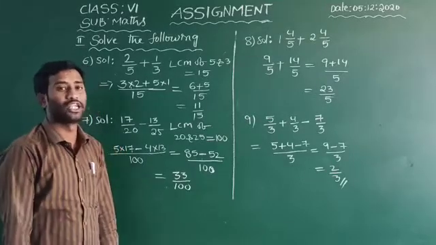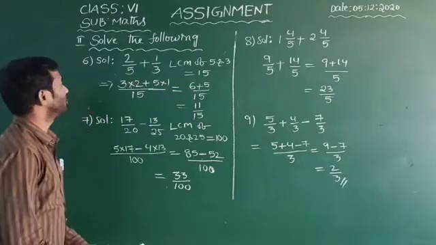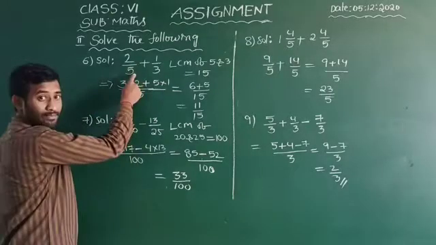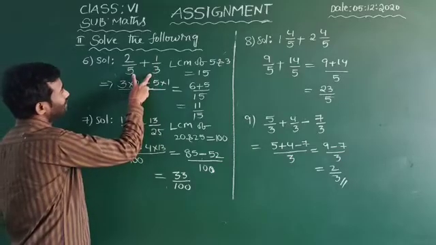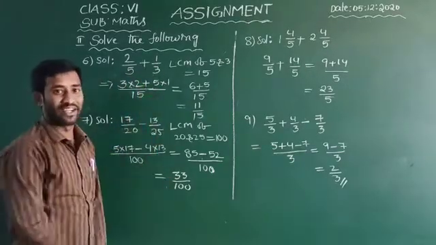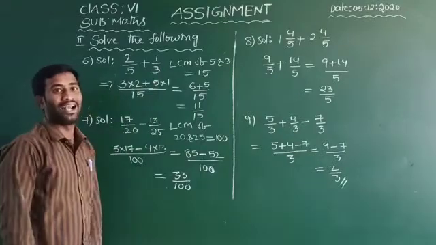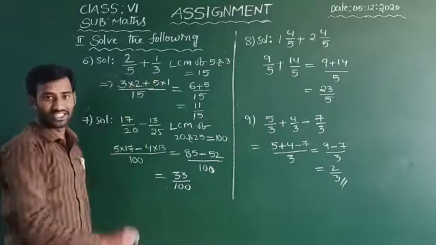Next, the second problem is given. Solve the following. Question number 6 is 2 by 5 plus 1 by 3. See children, these two have different denominators, which means they are unlike fractions. When we add or subtract unlike fractions, we should make them like fractions.